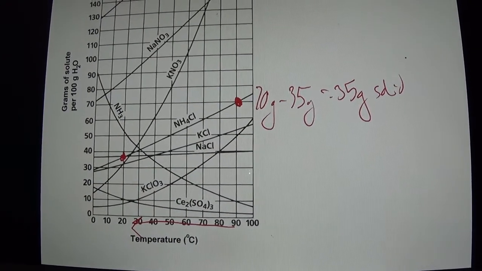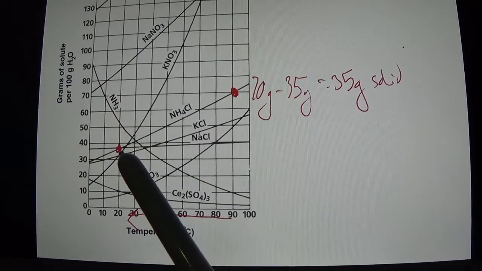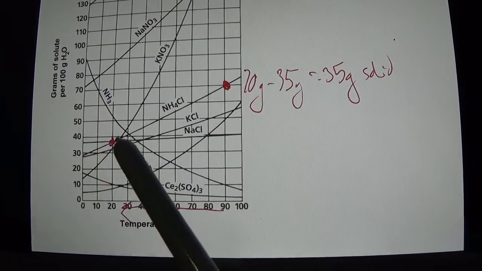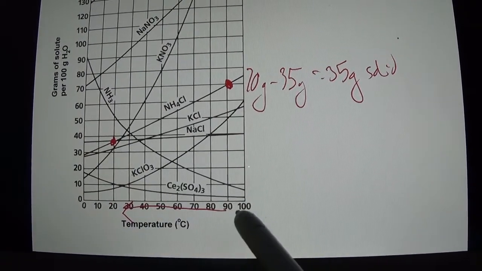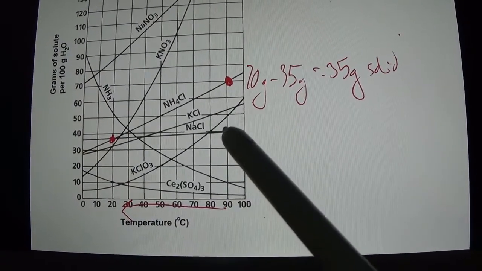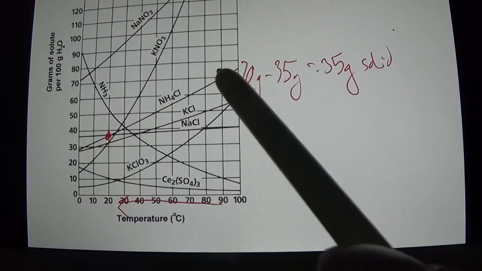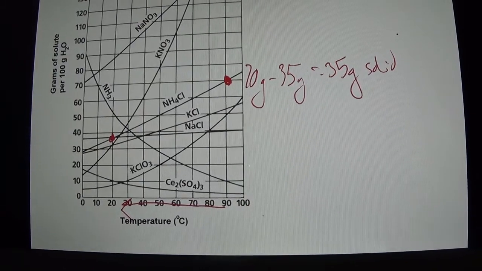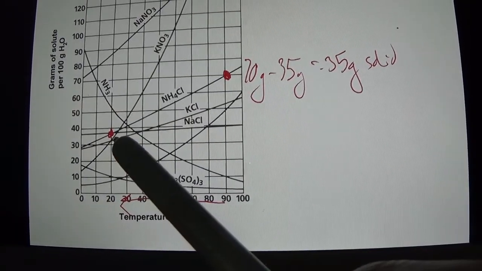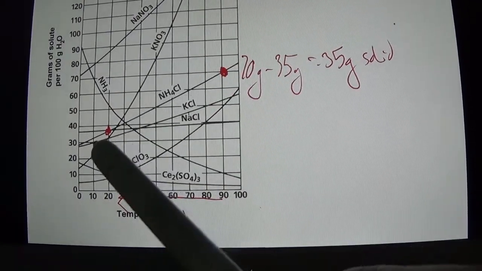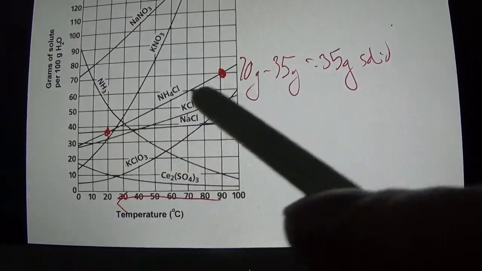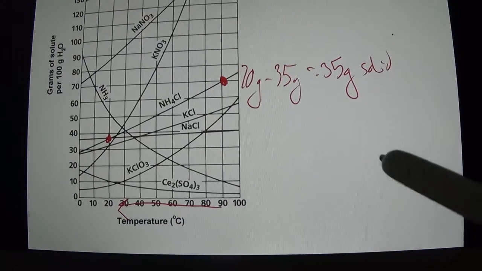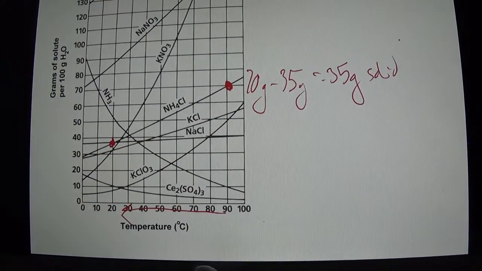Now the reverse would also be true. If I started with it saturated at 20 degrees and 35 grams, and then I warmed it up to 90, I could see the difference as how much more I can add to get it to, and it would still dissolve. So the beauty of a solubility curve is this ability to predict how the reaction will change in a numerical sense with the change in temperature. So I could go both directions.